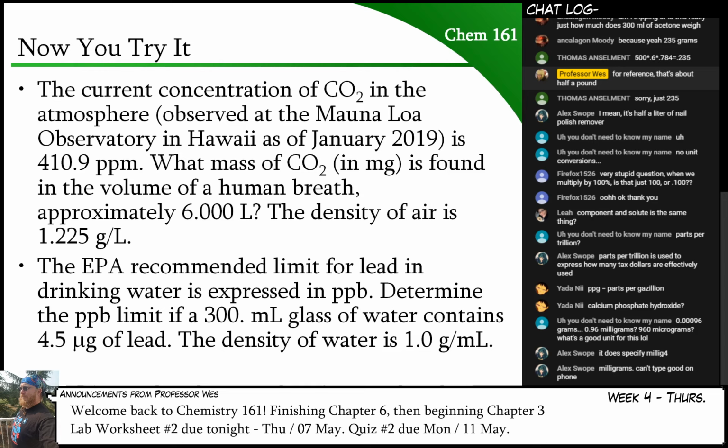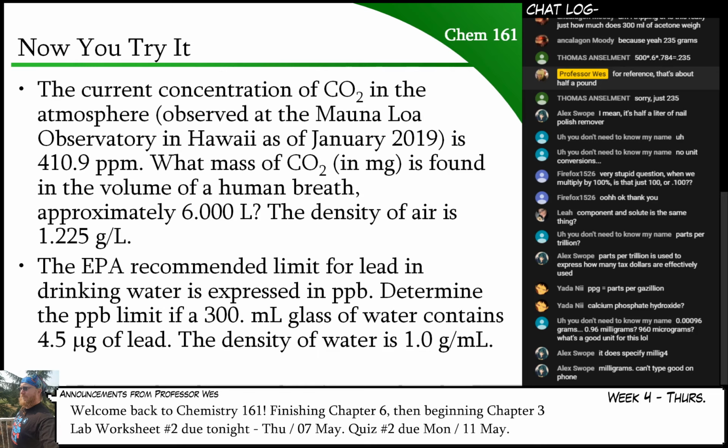Or actually, I give you the amount of lead that's in there. So if there are 4.5 micrograms of lead in 300 milliliters of water, and that is the limit of the amount of lead that can be in there, tell me what that is in ppb. Okay, so do these two problems.